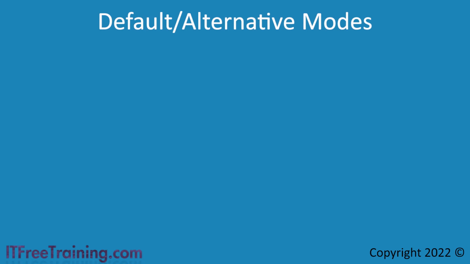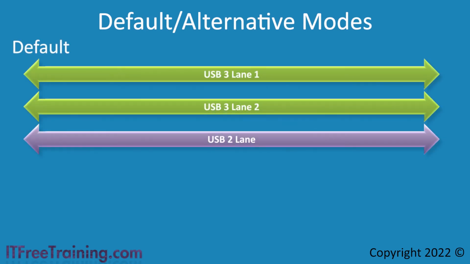When USB-C is operating in its default mode, you will have 2 USB 3 lanes and 1 USB 2 lane. These all are bidirectional in nature, meaning that they can transfer data in both directions. The 2 USB lanes are enough to support the USB 3.0 and 3.1 standards at full speed. The USB 2 lane is there for backwards compatibility.